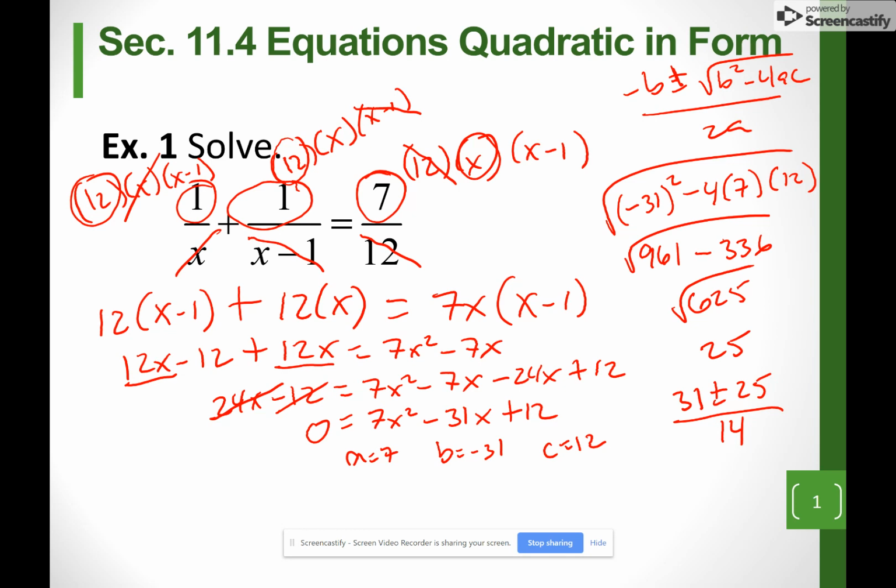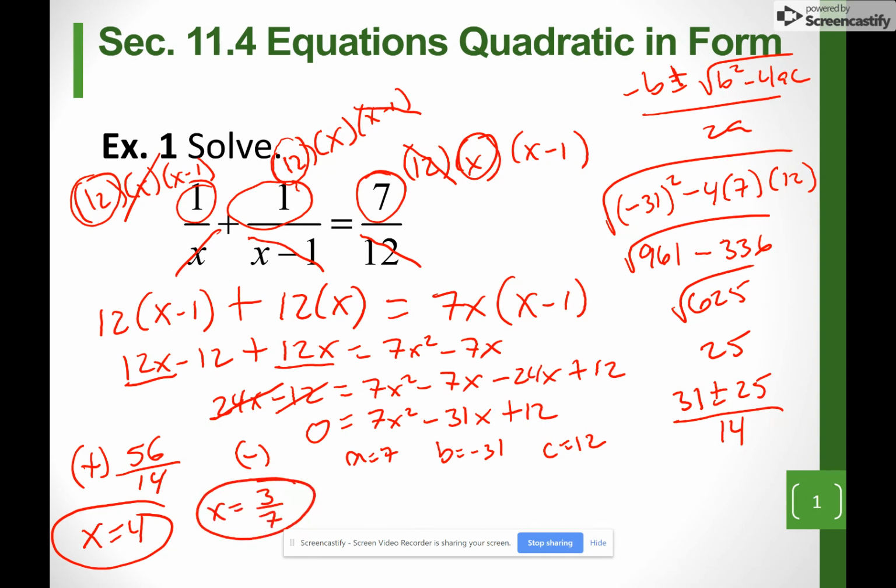If I use the plus sign, I'm going to go here to the left. If I use the plus sign, 31 plus 25, on the top I have 56 over 14. 56 divided by 14 is 4, so that means that x is equal to 4. Now if I use the minus sign, 31 minus 25, that gives me 6. 6 over 14, at least simplify the fraction. 6 over 14, I'm going to call it 3 over 7. That means that x is equal to 3 over 7. You wanted to solve this by factoring, by all means factor it.